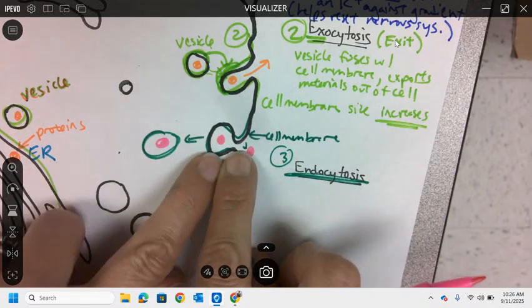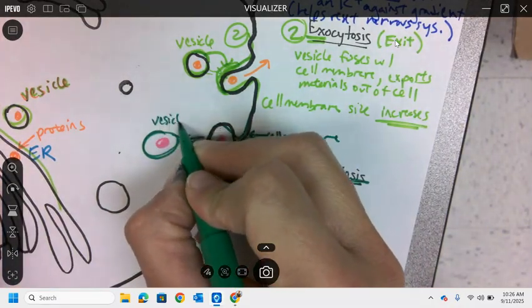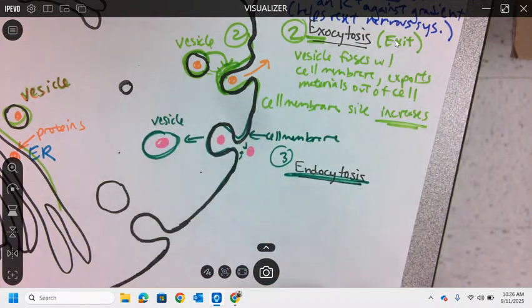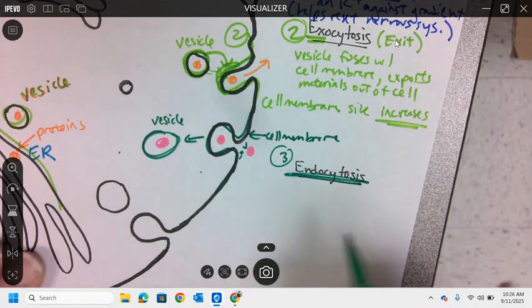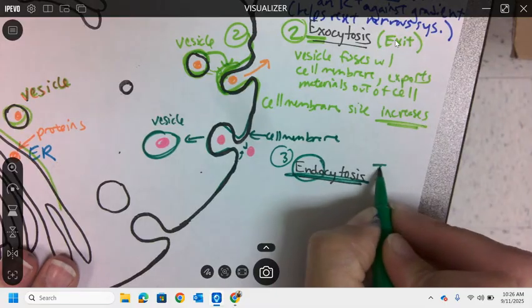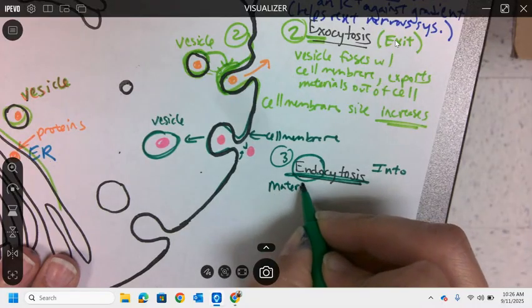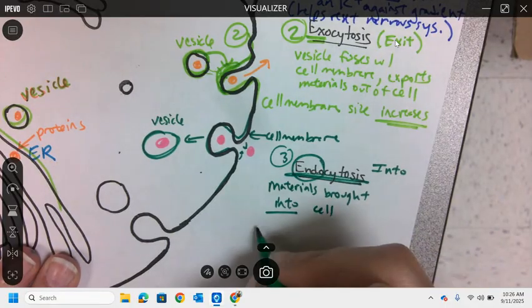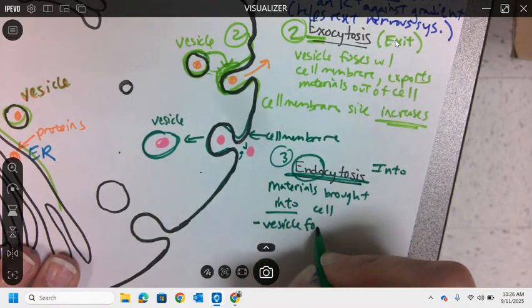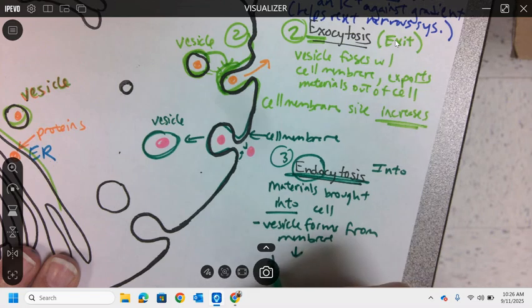So in this instance, because this part of the cell membrane becomes a vesicle right here, the cell membrane actually becomes smaller. But because endo and exocytosis are happening all the time, you kind of maintain homeostasis. Because this is making the cell membrane bigger, this is making it smaller. And again, you need energy for this to occur. So I always think endocytosis is into the cell. Materials are brought into the cell. The vesicle forms from the membrane. So this decreases membrane size.